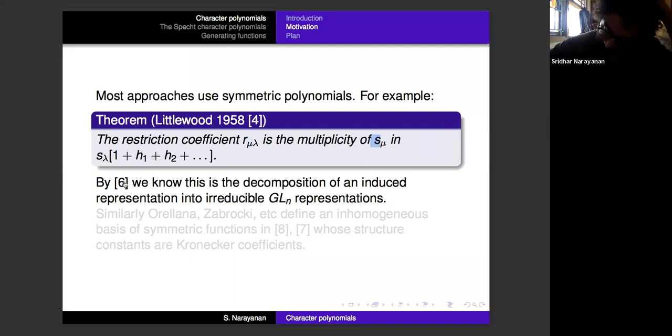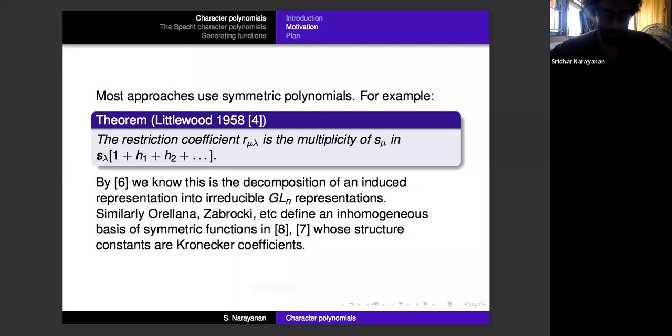But by this paper, this is basically the induction functor paper that we wrote with Amri, we know that this S lambda of 1 plus H1 plus H2, where by the way H1, H2, etc. are just complete homogeneous symmetric functions, this plethysm is the character of the induced representation of the irreducible corresponding to lambda to GLn. So you take the Specht module corresponding to lambda and you induce it to GLn in some way, which is described in this paper. And then the character of that module is S lambda of 1 plus H1 plus H2, etc.